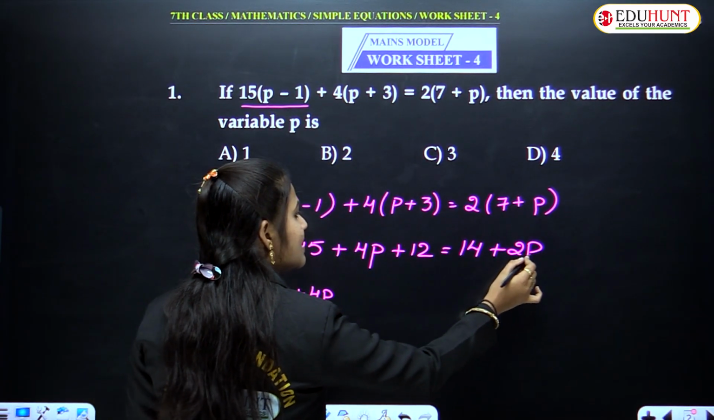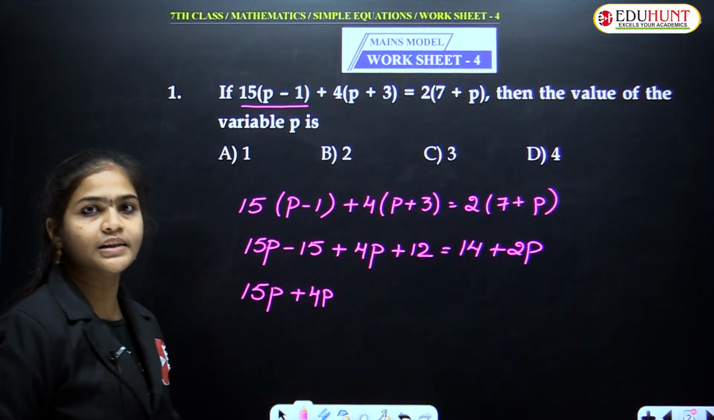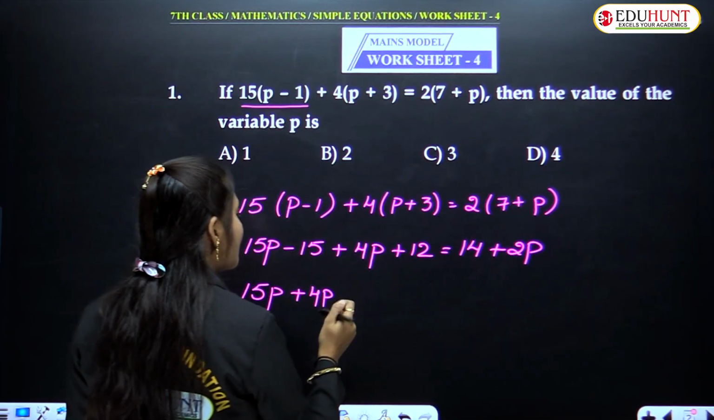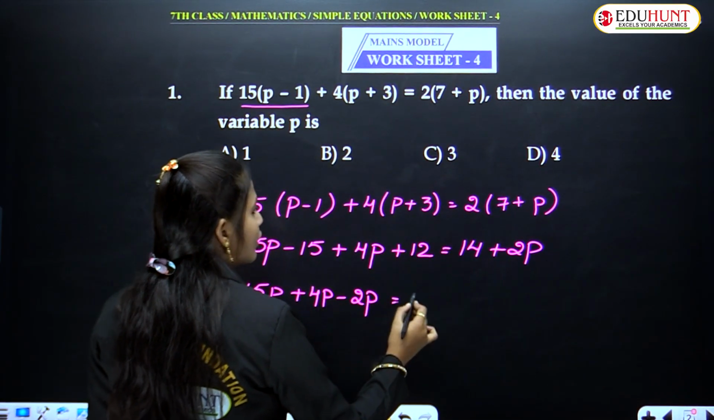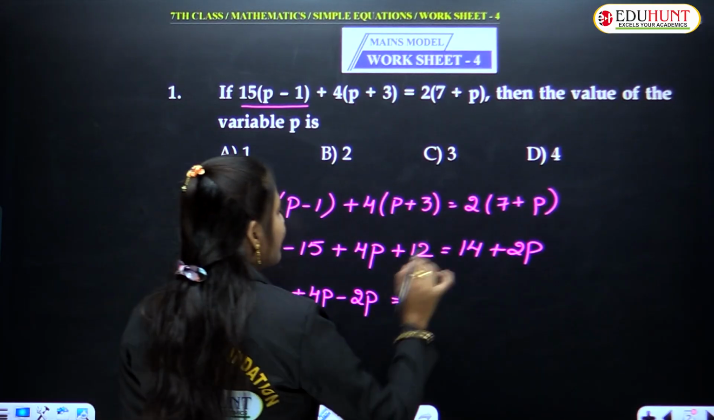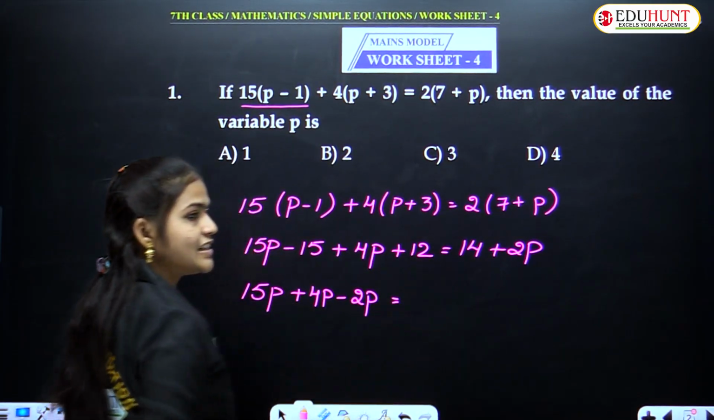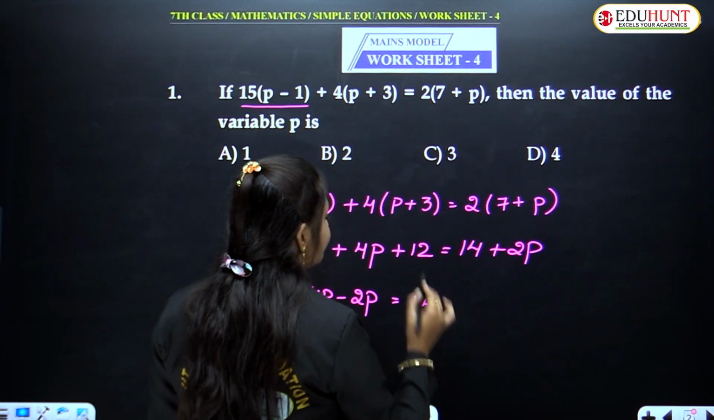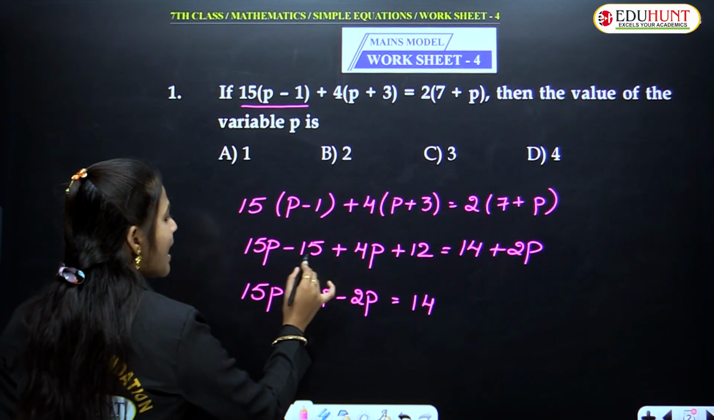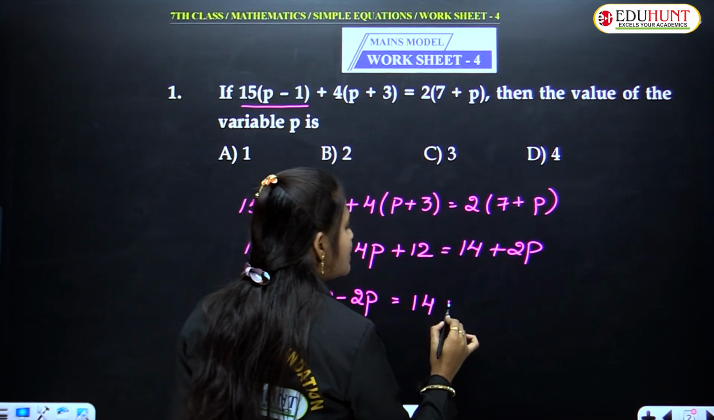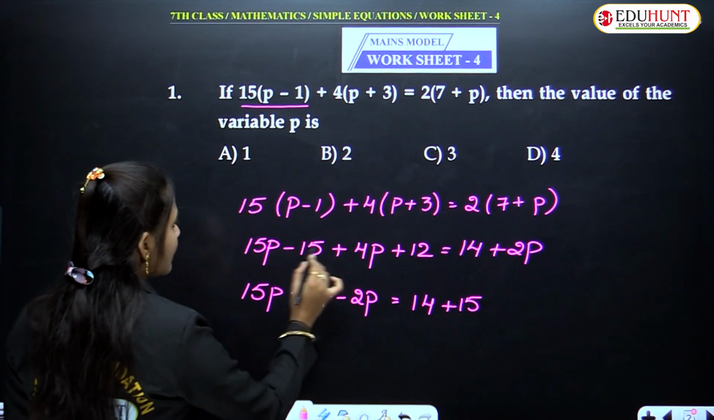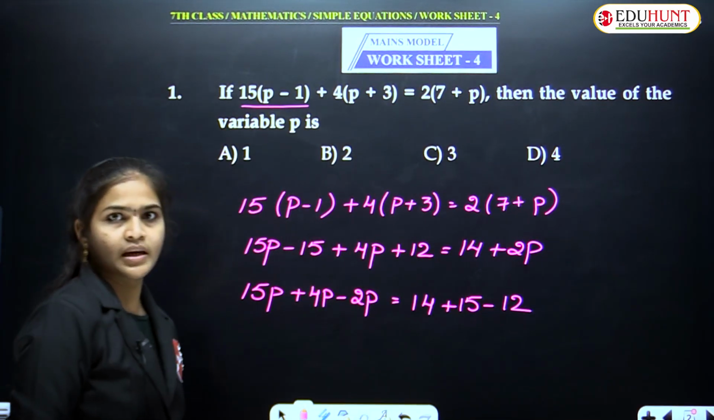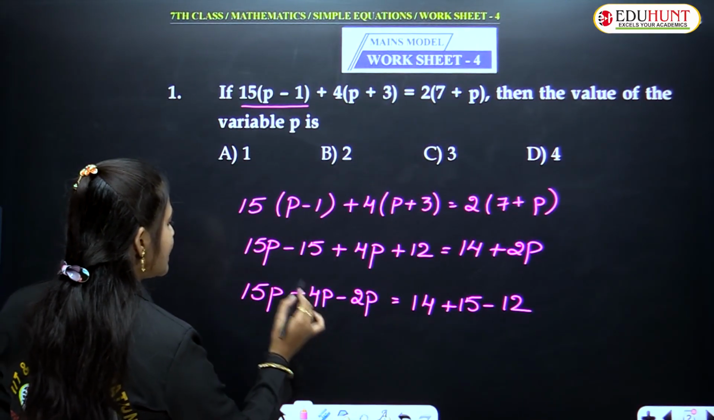Now from the RHS, here we have the variable term 2p, and the 2p is plus 2p, so that becomes minus 2p on the left, which is equal to, and the constant terms. One constant term already exists, so we write it as it is, 14. Here minus 15 is there, so that becomes plus 15. Next, plus 12 is there, so that becomes minus 12.